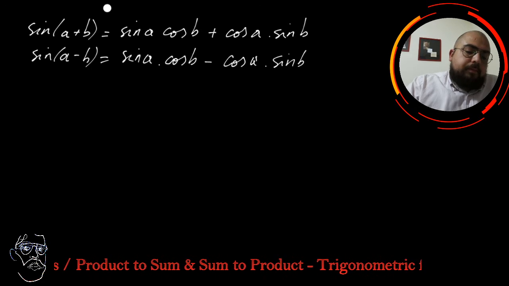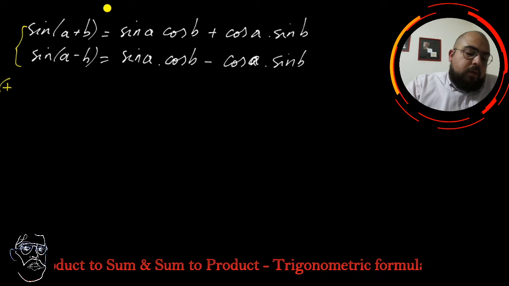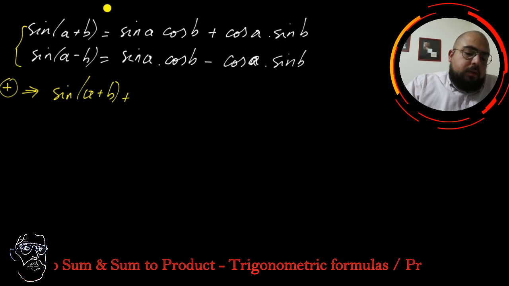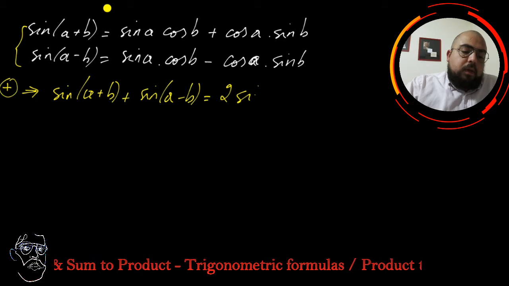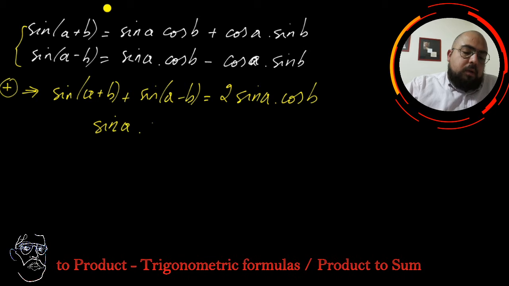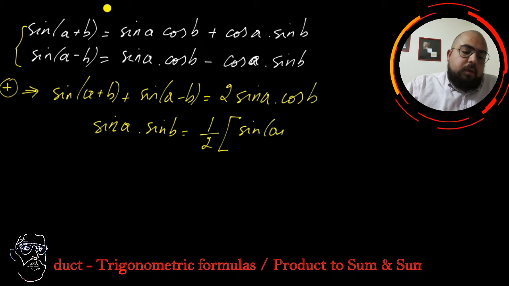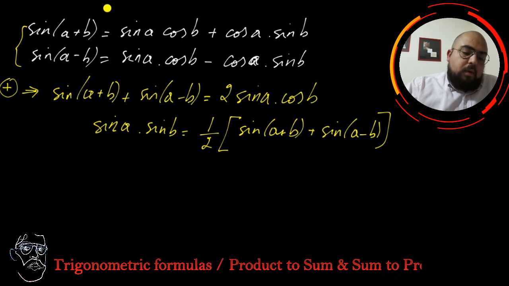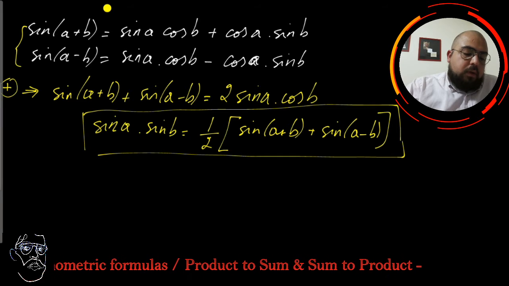Again, we're going to do the same thing. So whenever I'm going to add these two lines, I will obtain sine of a plus b plus sine of a minus b is actually equal to 2 times sine a cosine b. So the formula will be sine a times cosine b is equal to 1 over 2 sine a plus b plus sine a minus b. So here we have again the formula where I was able to convert the product into sum.